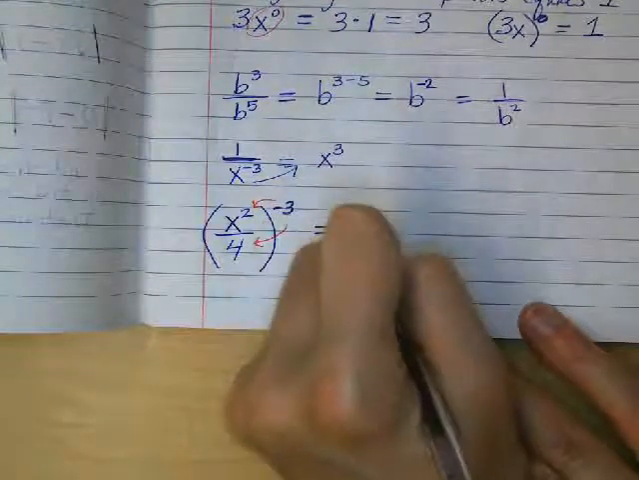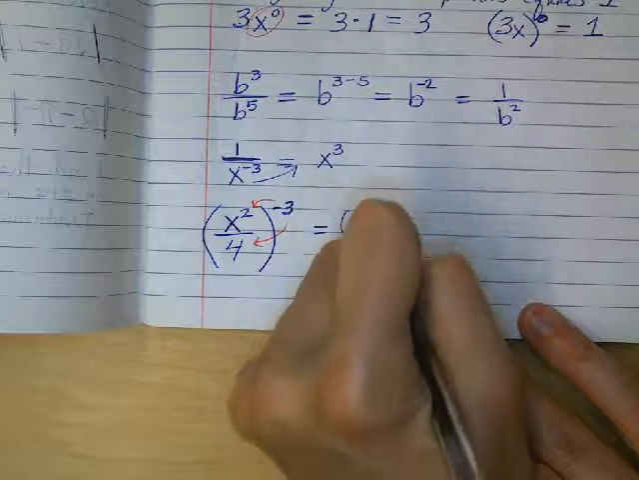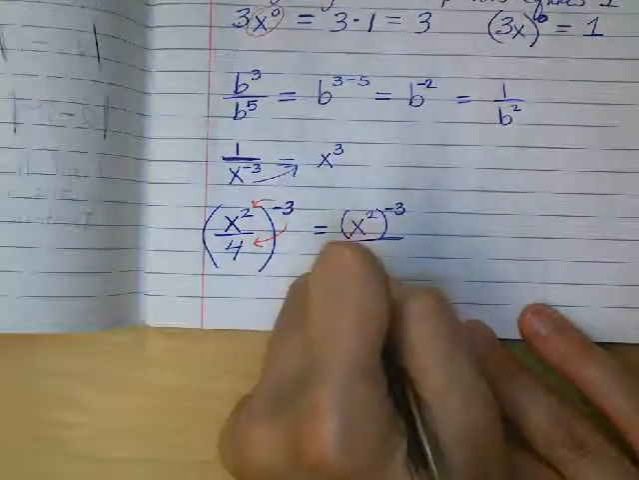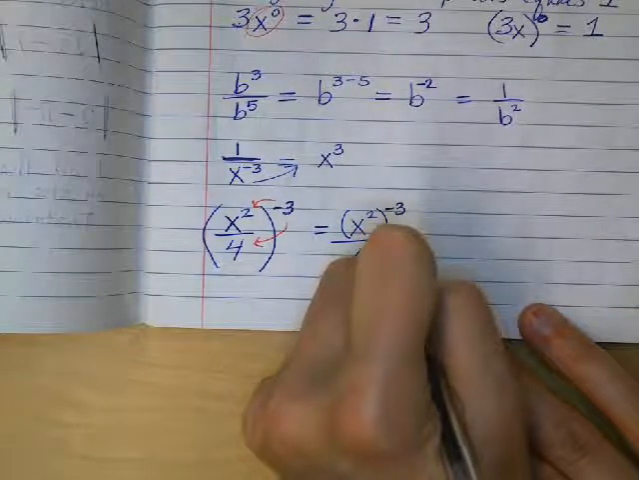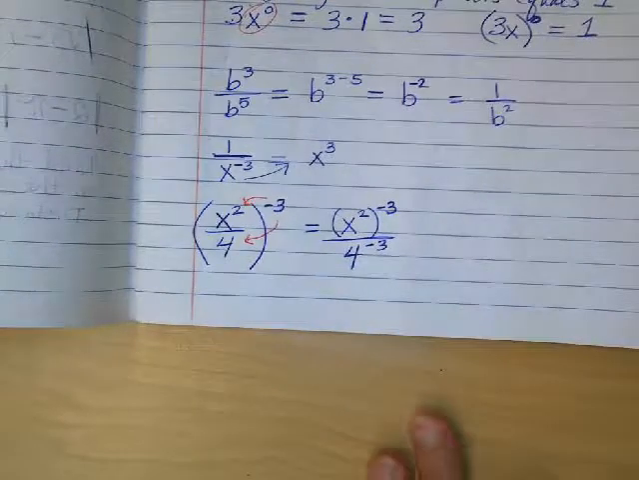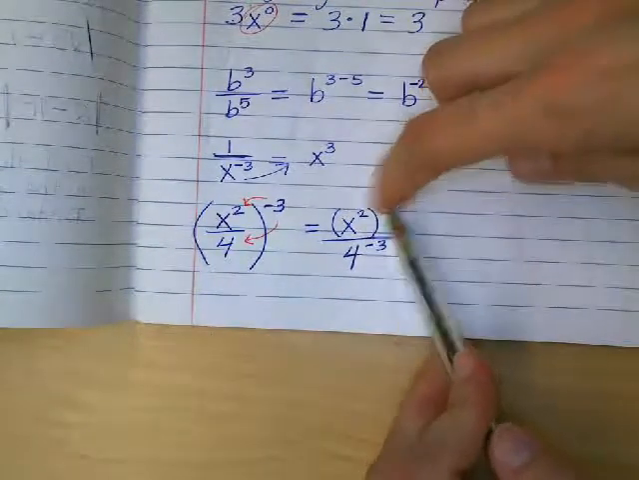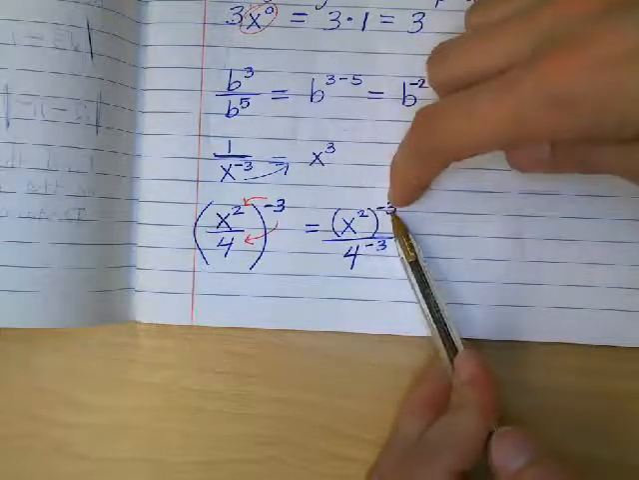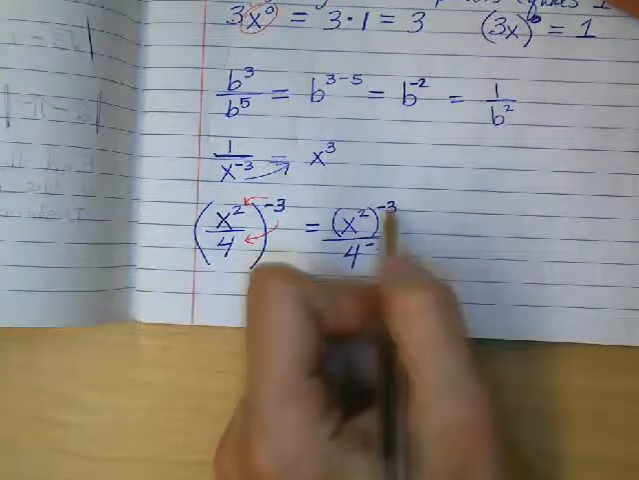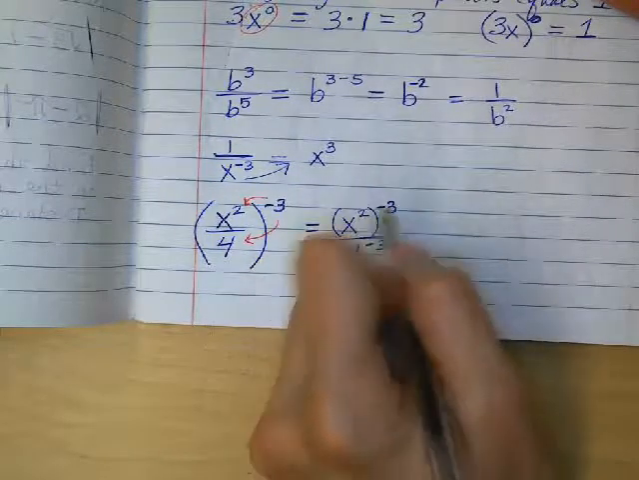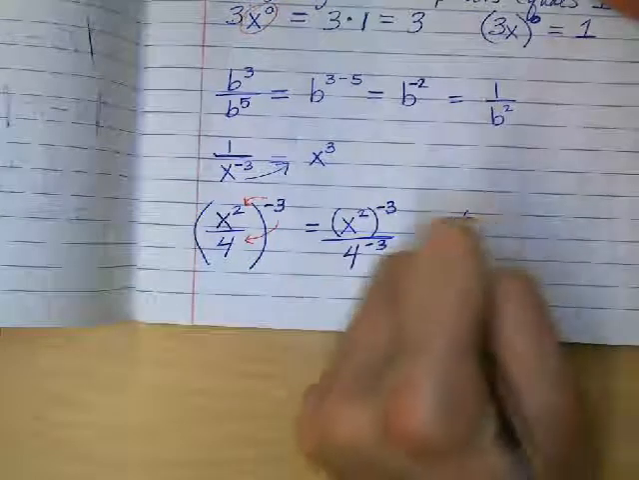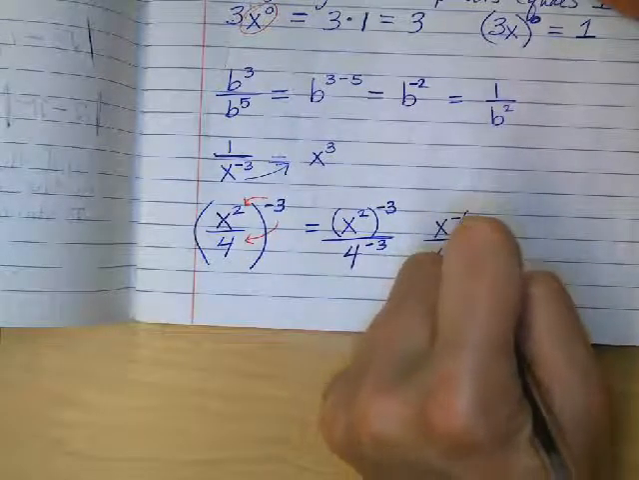So it was x squared, and then you take that to the negative third power, and the bottom is 4 to the negative third power. So how do you do something that already had a power and another power? Power of a power, you multiply. So that turns out to x to the negative 6 and 4 to the negative third.